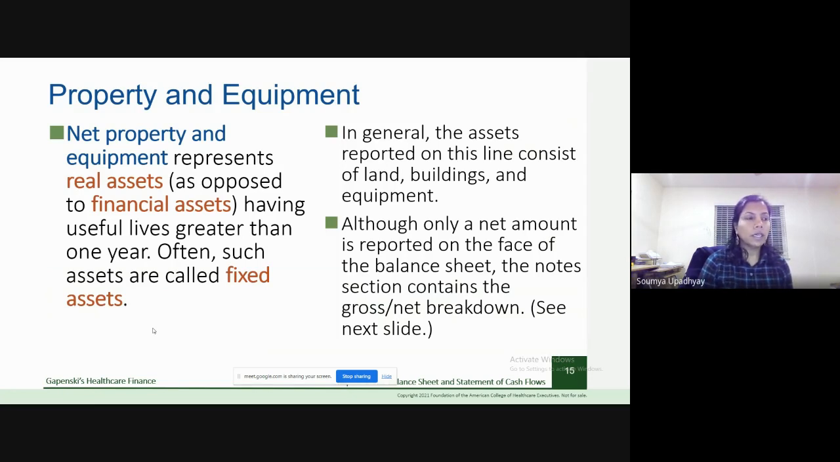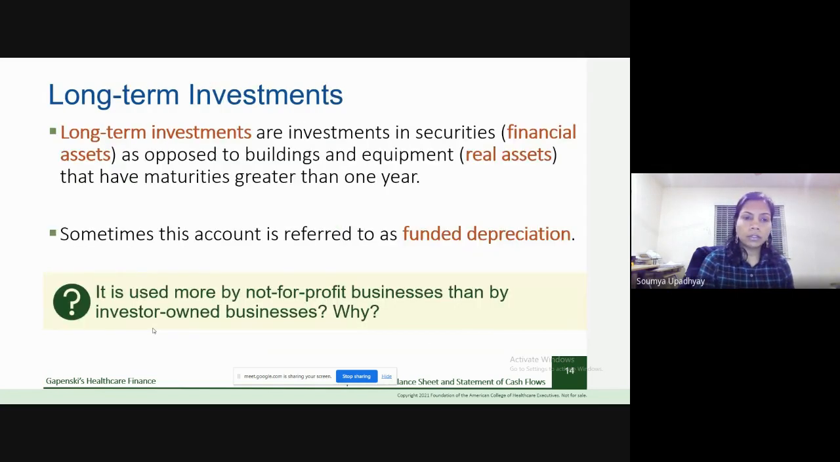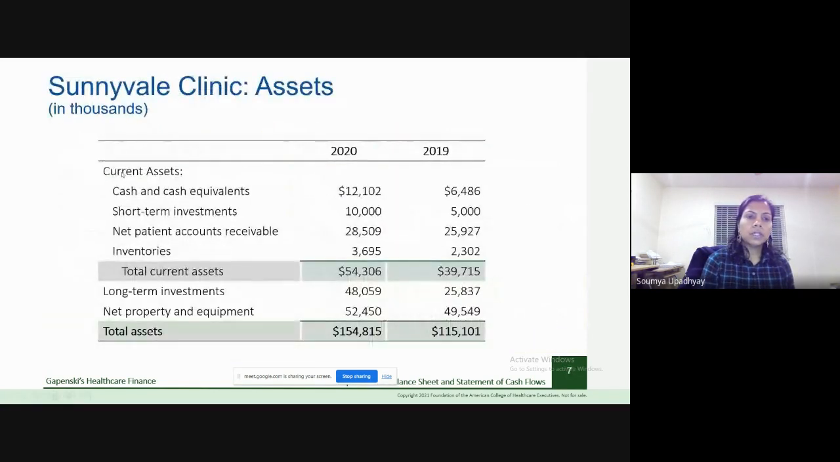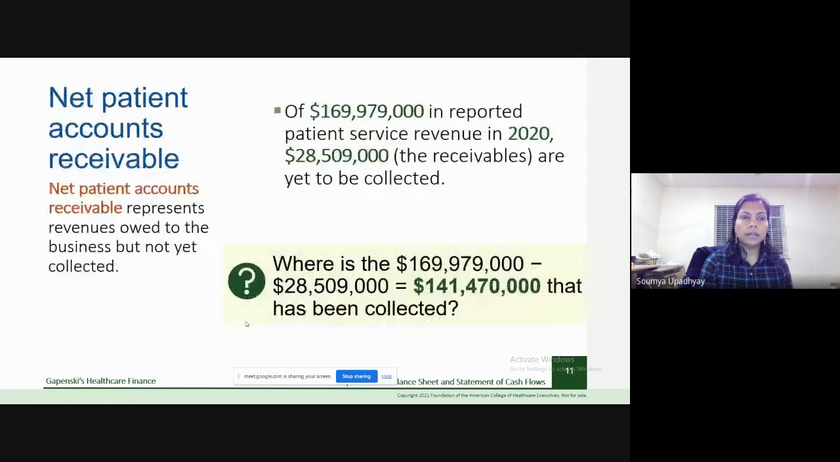All right, good answer. So moving on, the next one is property and equipment. Net property and equipment represents real assets as opposed to financial assets. Let me go back to this slide for a second. We covered current assets, all types of current assets. This is total current assets. We also talked about long-term investments, but those are not real assets. Now we are talking about net property and equipment, which are real assets.